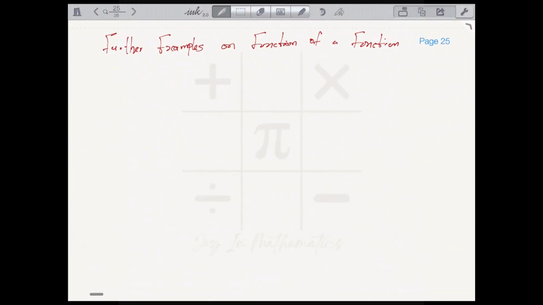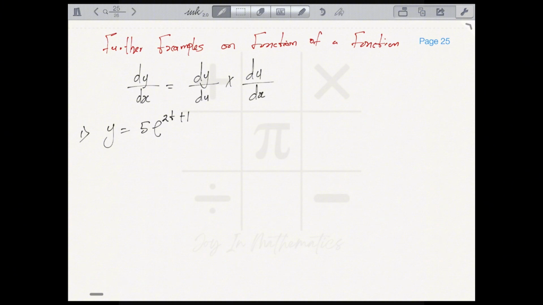Now, in our previous video, we talked about function of a function, where we say dy/dx is equal to dy/du multiplied by du/dx. Okay, and we took 4 examples on it. Now let's take special examples on this. Let's say y is equal to 5e^(2t+1). Now we are asked to differentiate this with respect to t.